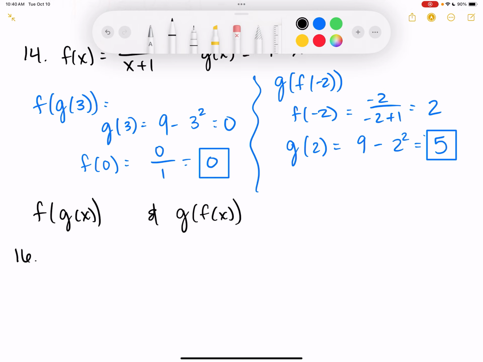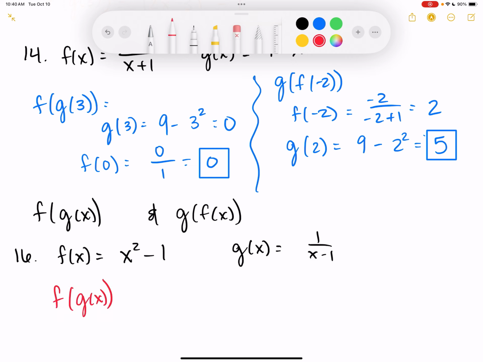So 16, we have f of x is equal to x squared minus 1, and g of x is equal to 1 over x minus 1. So f of g of x, so anywhere we see an x in f of x, we put the entire function g of x. So this is going to be 1 over x minus 1, the whole thing squared, minus 1.